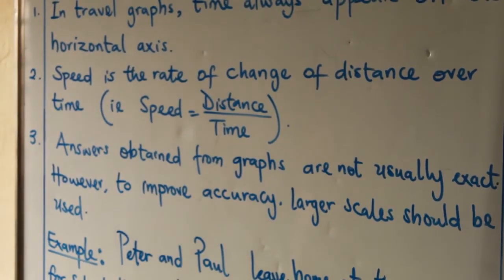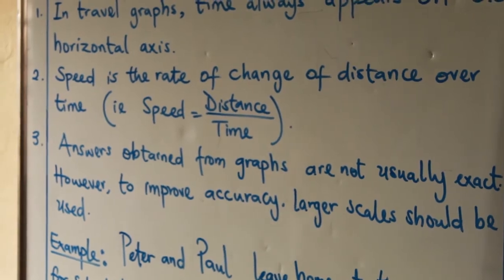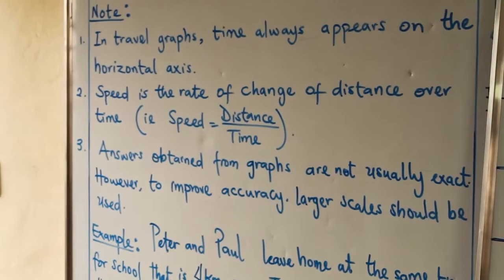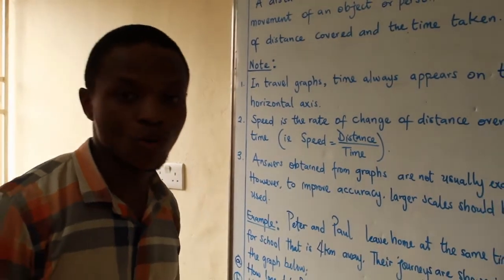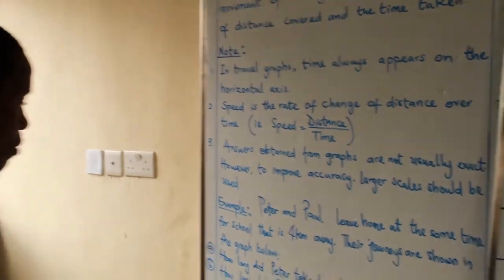Finally, the last point to note is that answers obtained from graphs are not usually exact. However, to improve accuracy, larger scales should be used. We're going to take an example to see how this applies and then know where we can make adjustments.